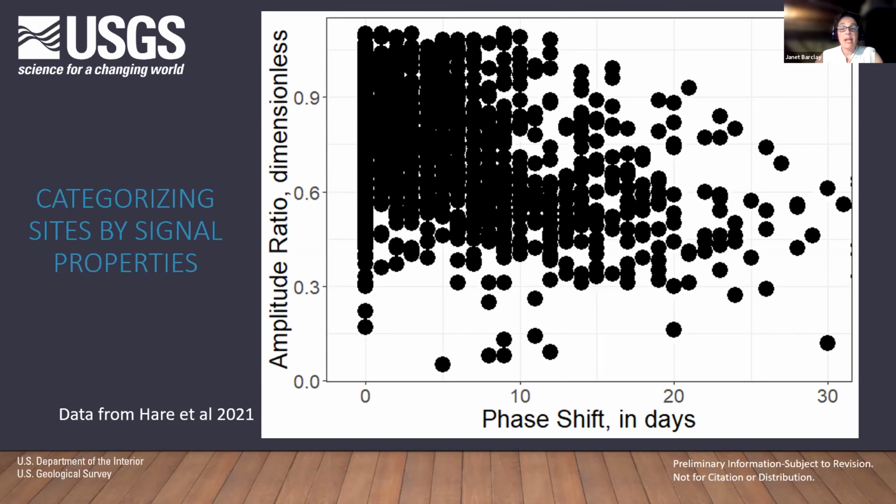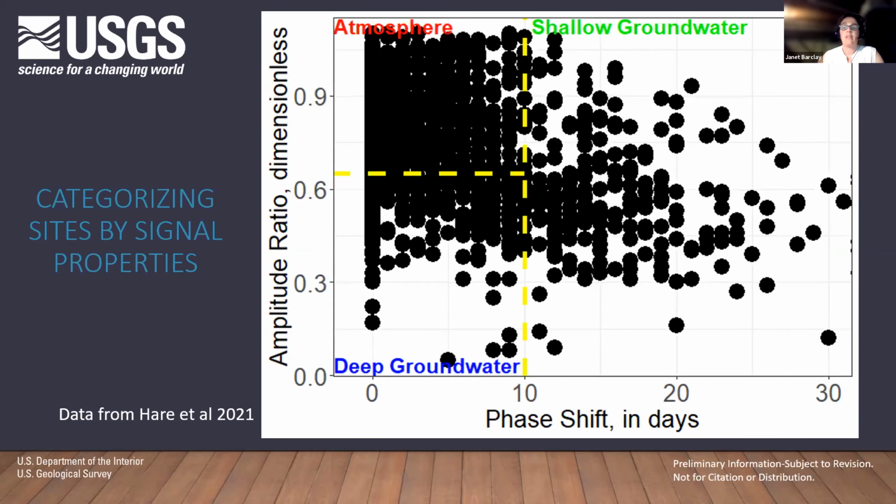On the y-axis is that amplitude ratio, with points at the top having a large amplitude relative to the air temperature, and points at the bottom are places where the stream temperature has a relatively small annual amplitude relative to the air temperature. Work at sites across the contiguous US has suggested some thresholds, 10 days and an amplitude ratio of 0.65, for categorizing sites by their primary driver. And so we can classify them as being atmospherically driven, shallow groundwater driven, or deep groundwater driven. Now there's a lot of spread across this data, but these can work as primary categories.